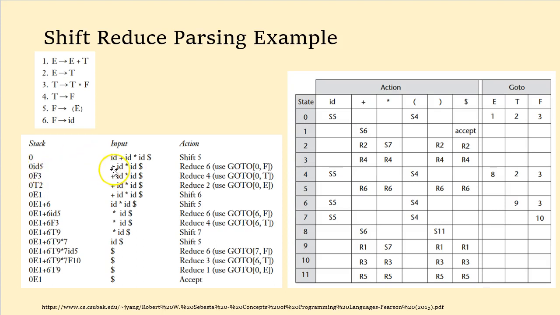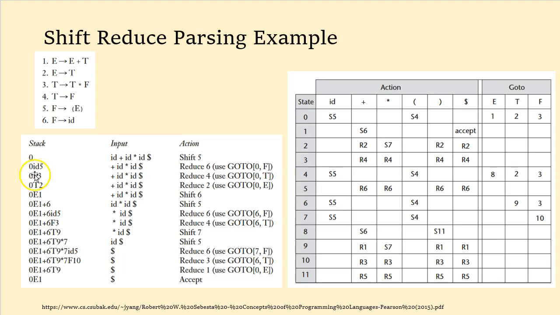Then they see a plus sign. If I'm in state 5 and I see a plus sign, it's R6. That means reduce using rule 6. Rule 6 backwards says ID gets replaced by an F. So they pop the ID 5 off the stack and they put an F on the stack, and they have 0 over here. Now they've removed ID 5, so 0 is on the stack.